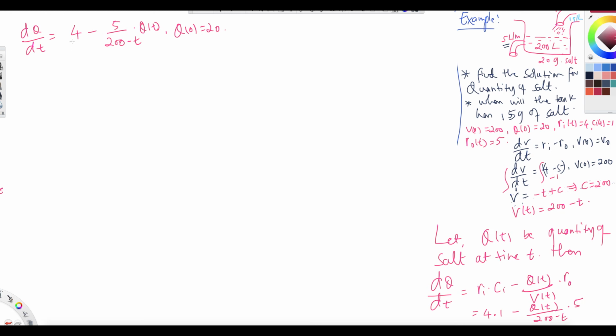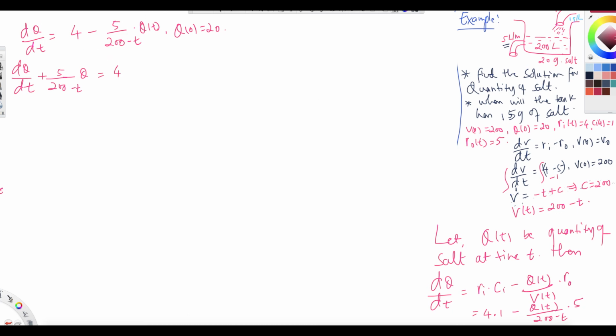First of all, let us write it in the standard form. So what do you get? You get dq/dt, let me move that to the left side, plus 5 over (200 minus t) times q equals 4. That's what you get, right?